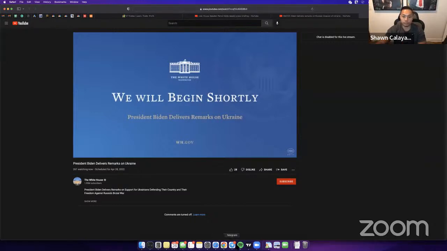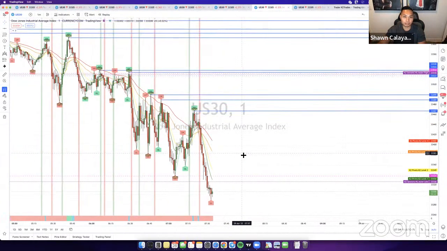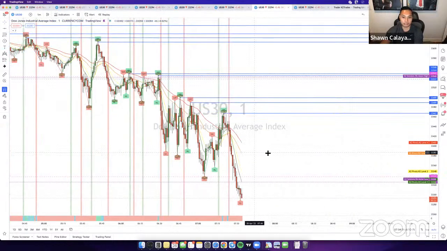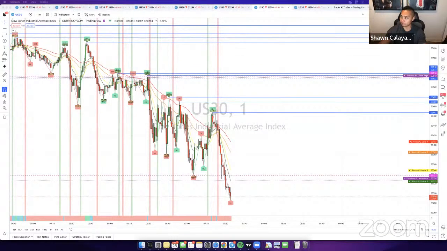I'll still be looking for entries, but I'm probably not going to be too inclined to take anything, because Biden is going to be speaking. And you know what happens when Biden speaks? He just causes a lot of uncertainty in the market. And I'm not trying to get caught in anything crazy right before market close, or before the 8 o'clock cutoff.